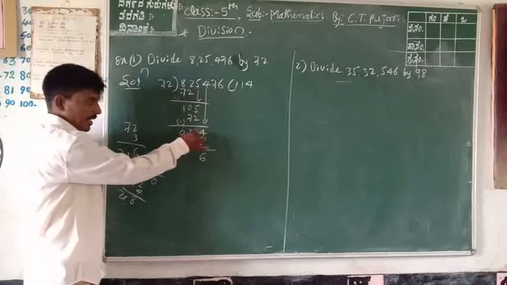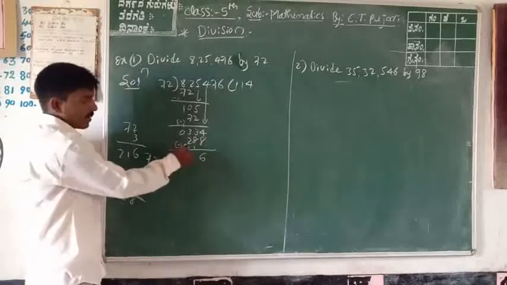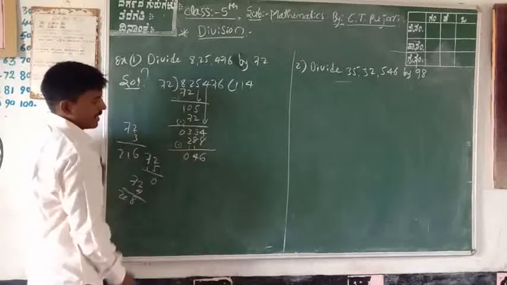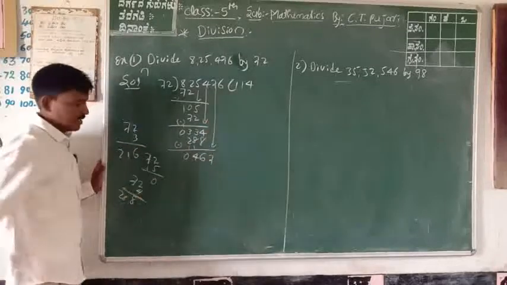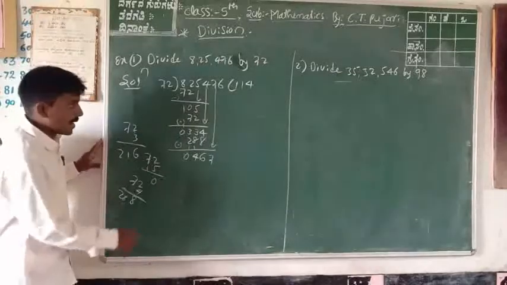Again 3 minus 9 is impossible. You can take carry 1. 13 minus 9 is 4. Again 3 minus 3 is 0. Again you can take down the next digit, that is 7. Next again, the 72 table nearest to 467.